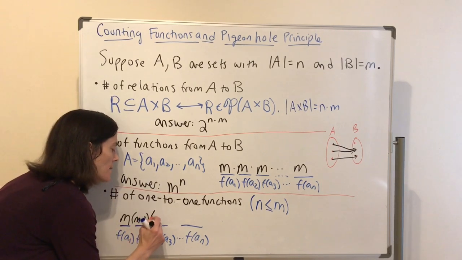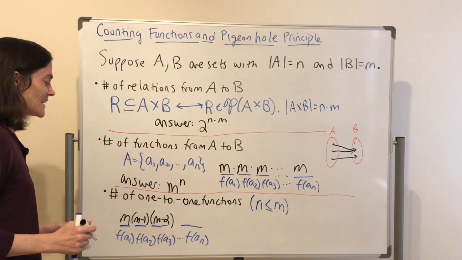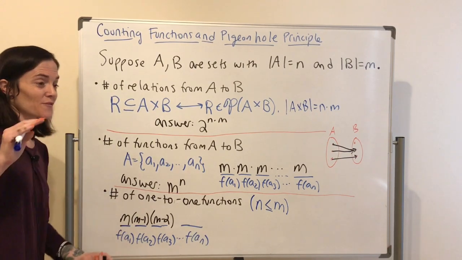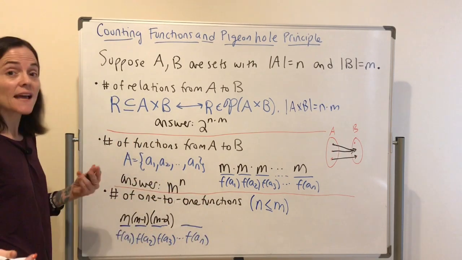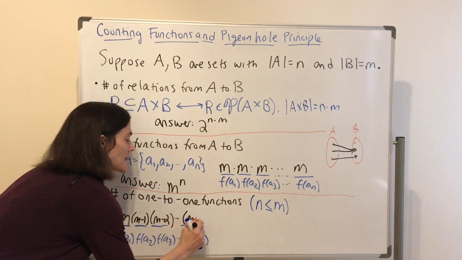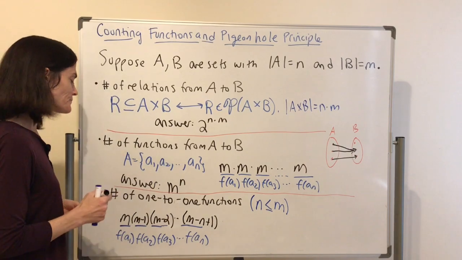So I would have m minus 2 for f of A3 for the same reason, right? If I picked one of these two, I'd have two different elements mapping to the same one, not one-to-one. And this would continue all the way to here. We would have m minus n plus 1 possibilities for the last one.